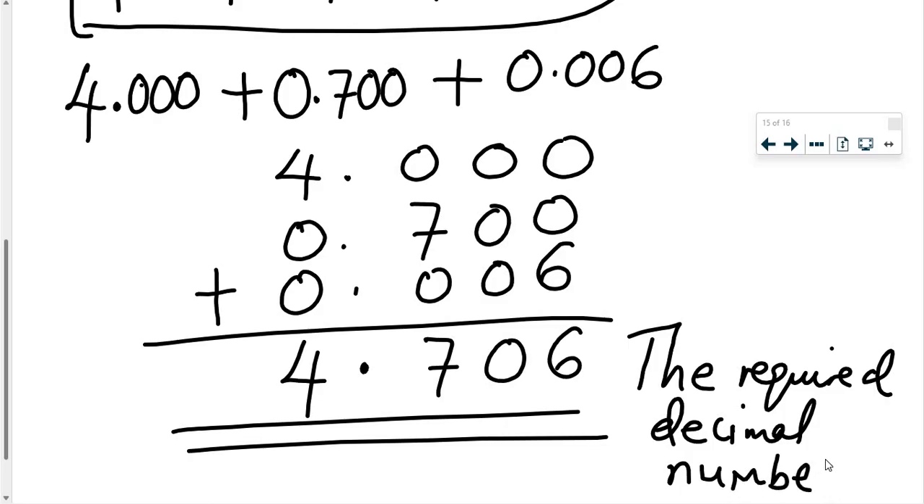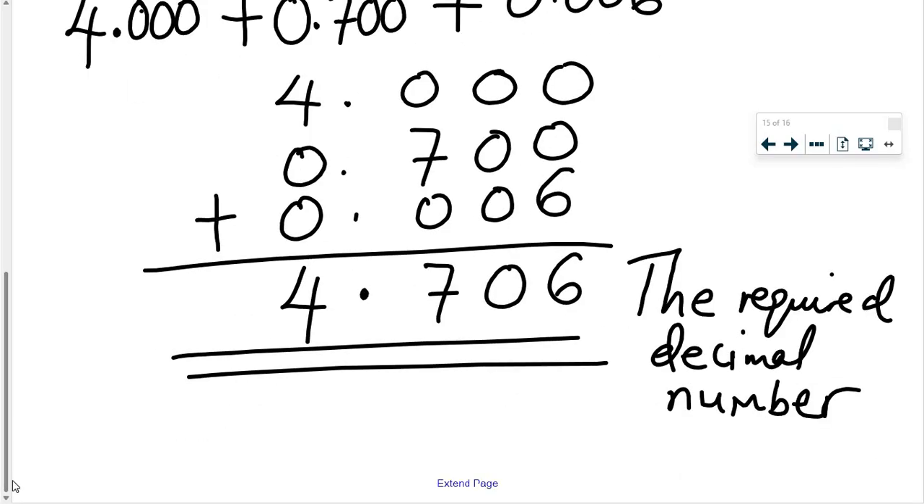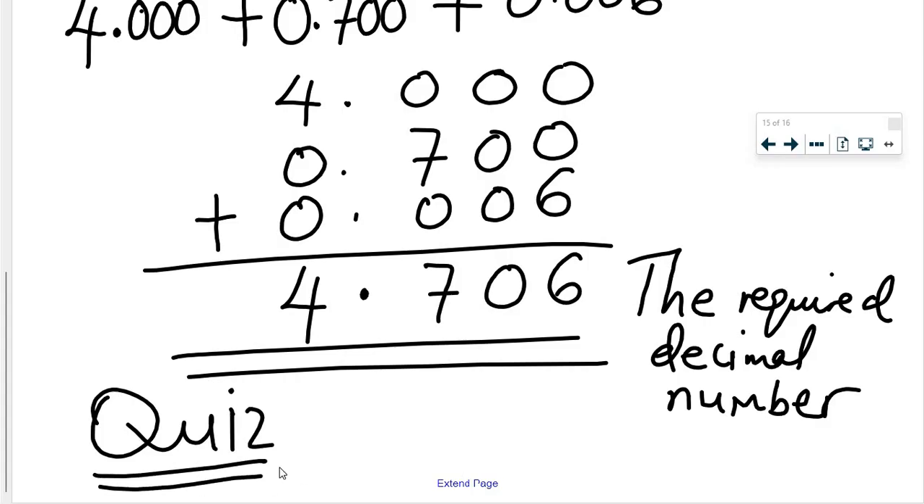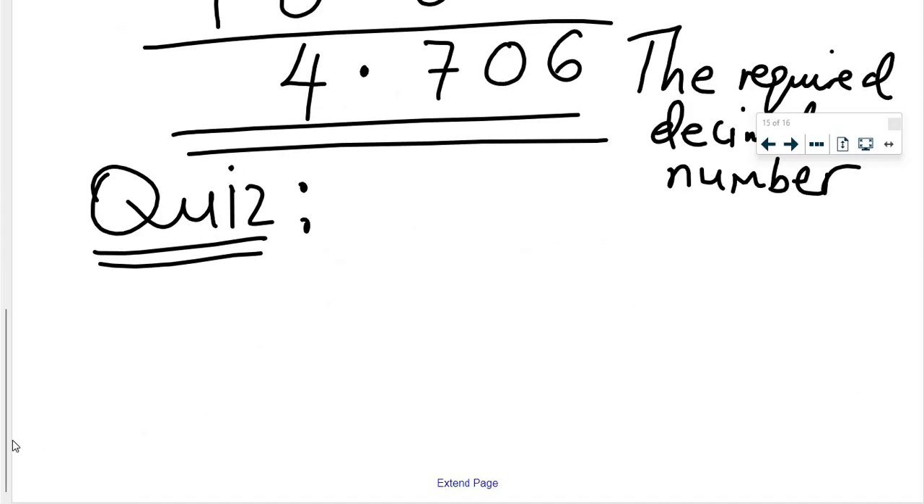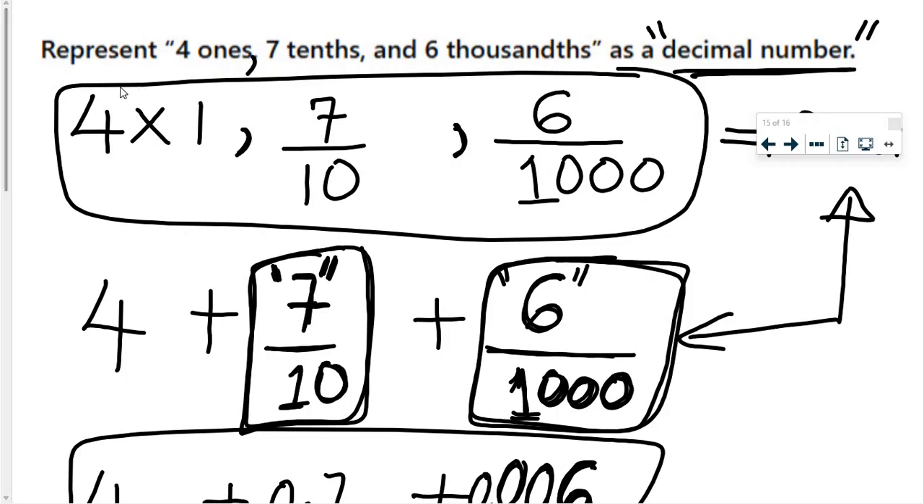All right? So, before I go, I have a bonus for you. Try this question, and then in the comments below, you can write your answer for the following question. The same question represents, this time I will say 4/10, 4 ones, 7/10, and 6 thousandths. Can you represent that as a decimal number?